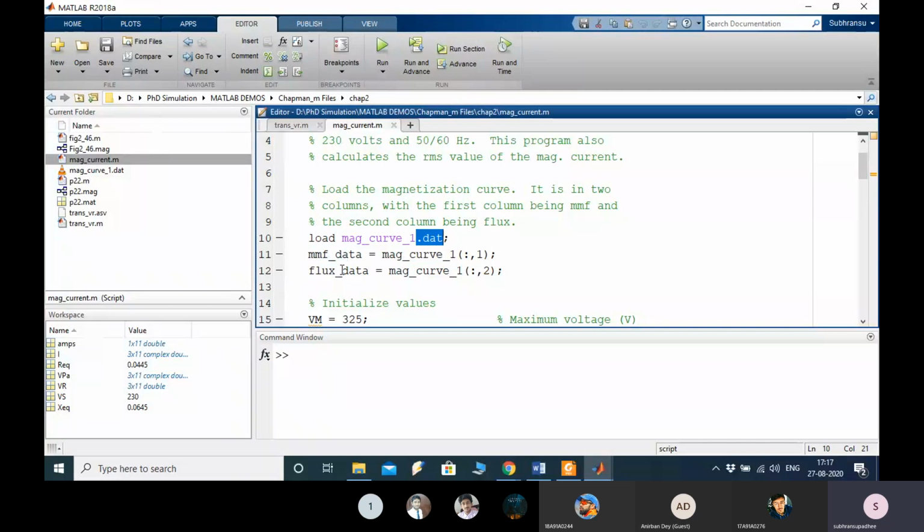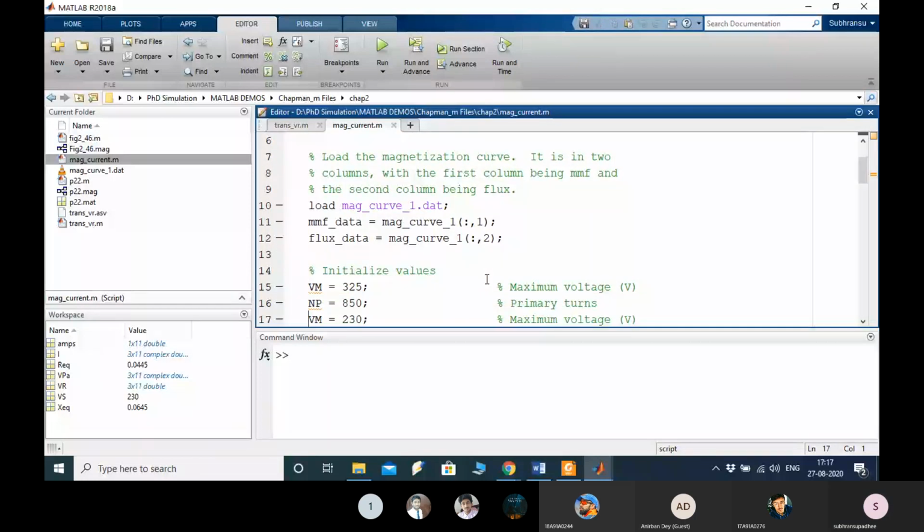What does this file have? This file has two columns. One is MMF data, one is flux data, right? MMF is magnetomotive force. The magnetomotive force is in the first column, whereas the flux is in the second column, right?